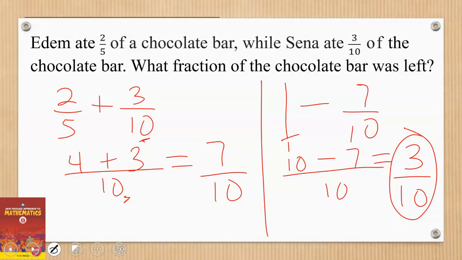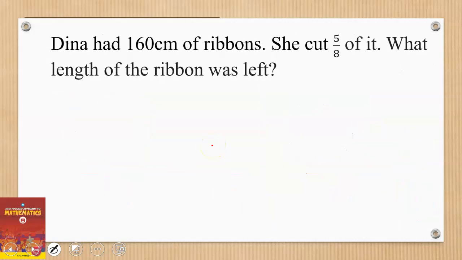Let's take the last question. Dana had 160 centimeters of ribbon. She cut 5/8 of it. What length of the ribbon was left? Dana had 160 centimeters of ribbon. She cut 5/8 of it. So what is 5/8 of 160? 5/8 of 160 will be written as this.